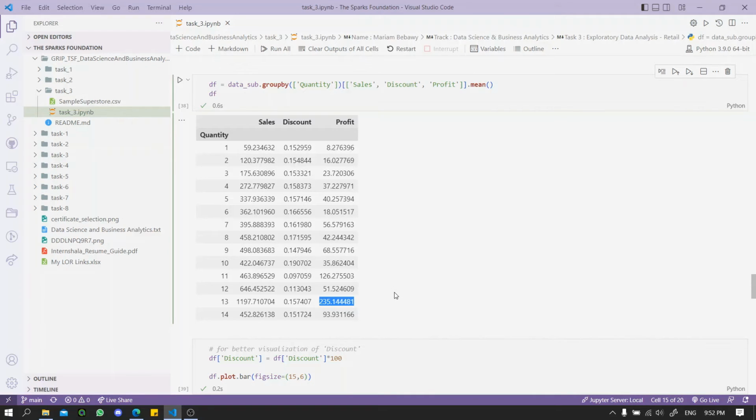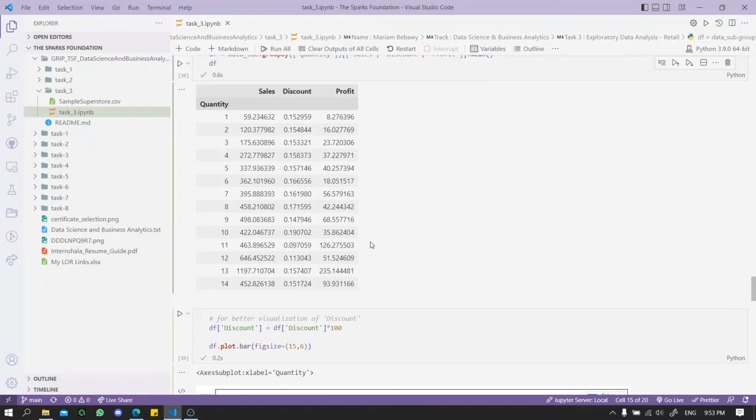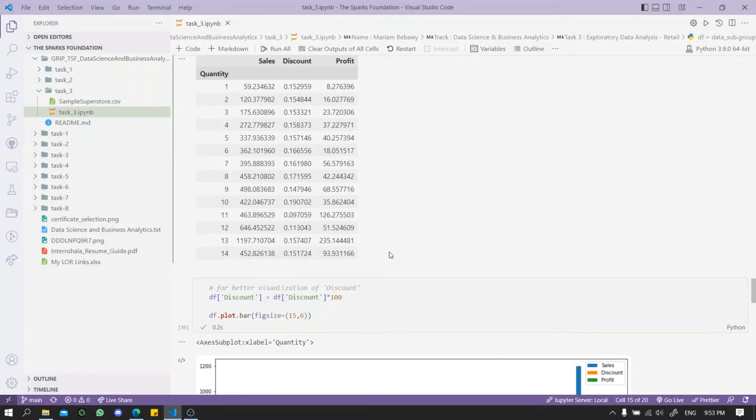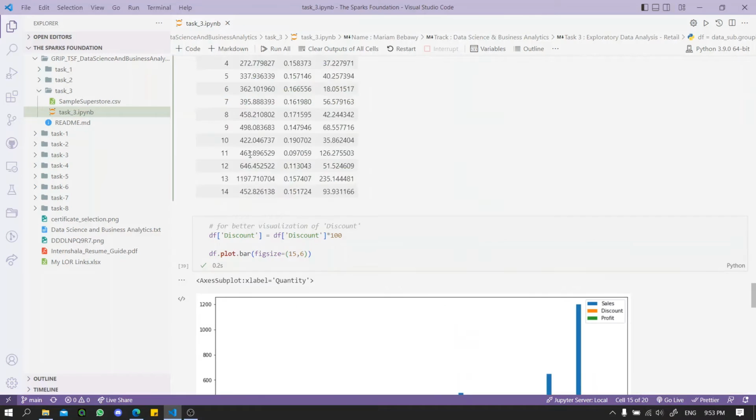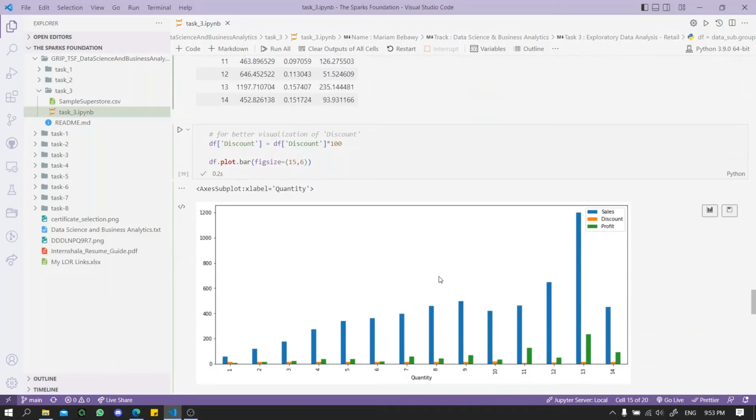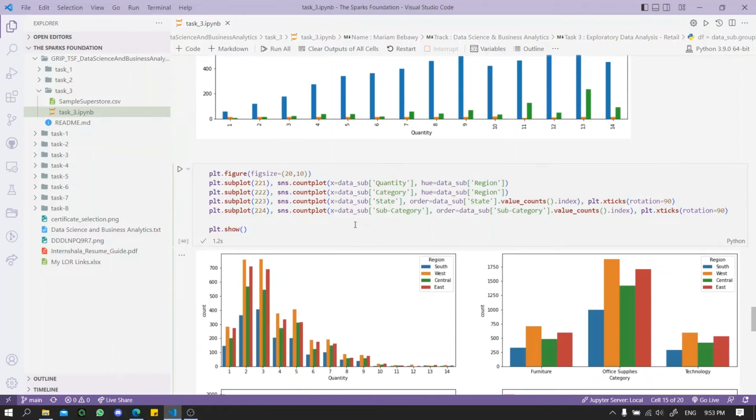It's also highest at 13. So for easier visualization, we can plot this, and for a better way of visualization of the discount variable, we're actually going to multiply it by 100, so it's an actual percentage. So if we multiply this one, it will be 15 instead of 0.15. And then we plot, and we can notice that even though it's not distinguishable, the discount column, you can still see that it is lowest at quantity number 11, and the sales and profit are actually highest at number 13, just as we said. And that's what we get from here.